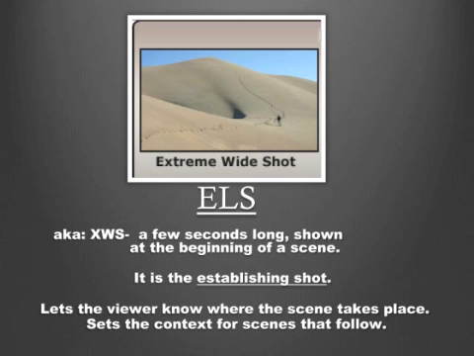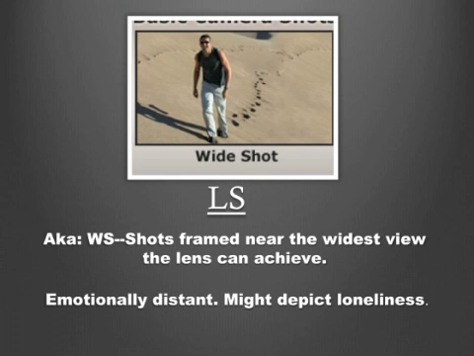If you see a castle and then men standing in front of a stone wall, you assume they're at the castle. The wide shot, abbreviated as LS, also WS, are shots framed near the widest view the lens can achieve. The shot is emotionally distant. It might depict loneliness.